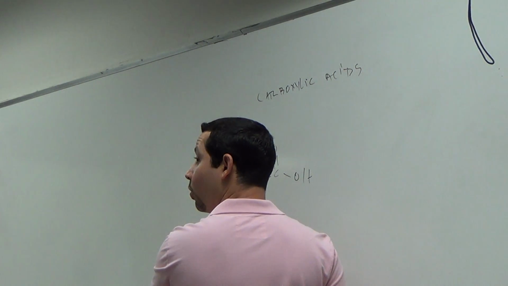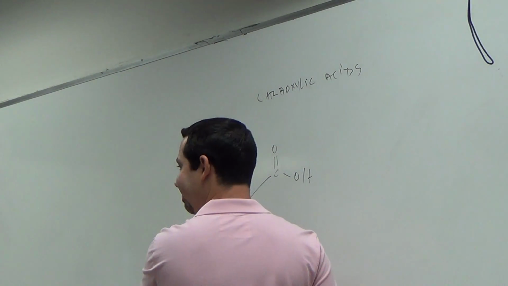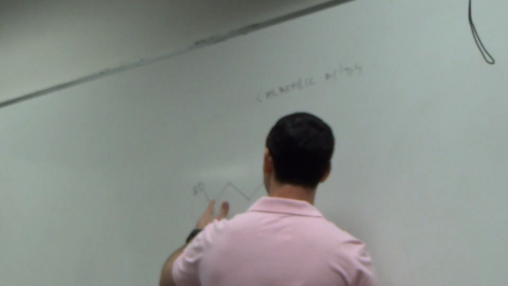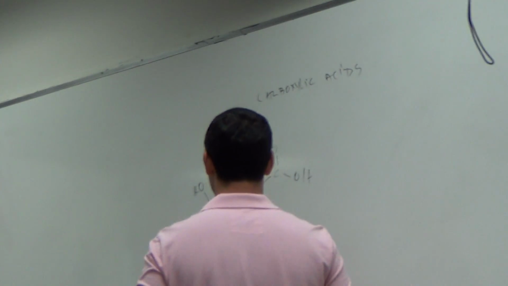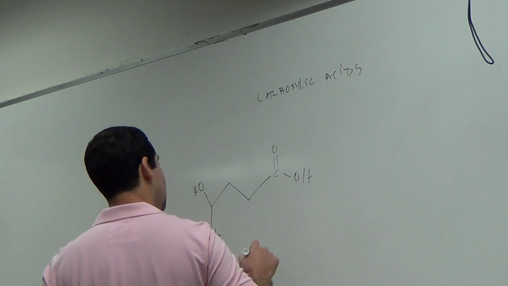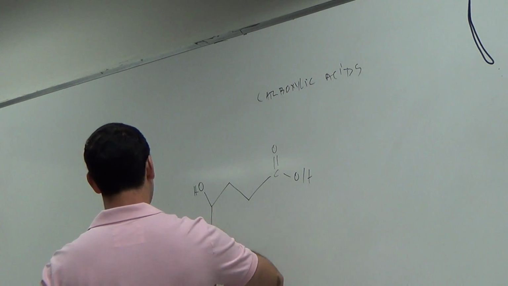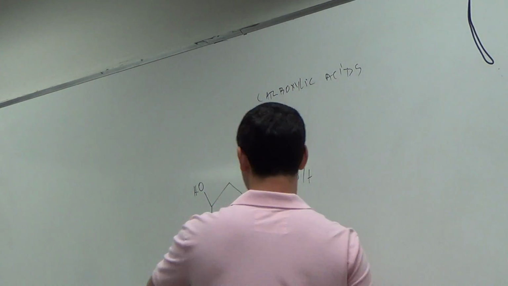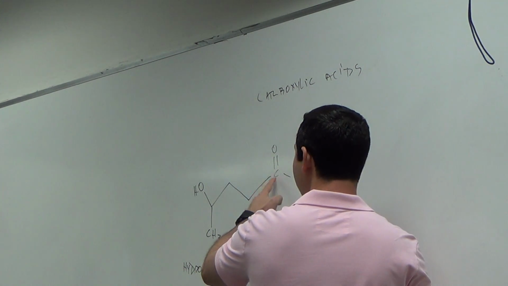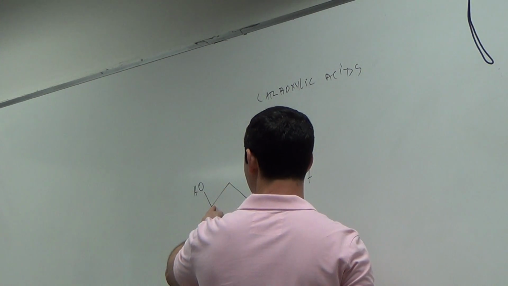This looks like a methyl group, yes? 1, 2, 3, 4, 5. So it is five. No, I'm counting just how long the chain is. Yes, you do start here. This is carbon 1, 2, 3, 4, and 5.